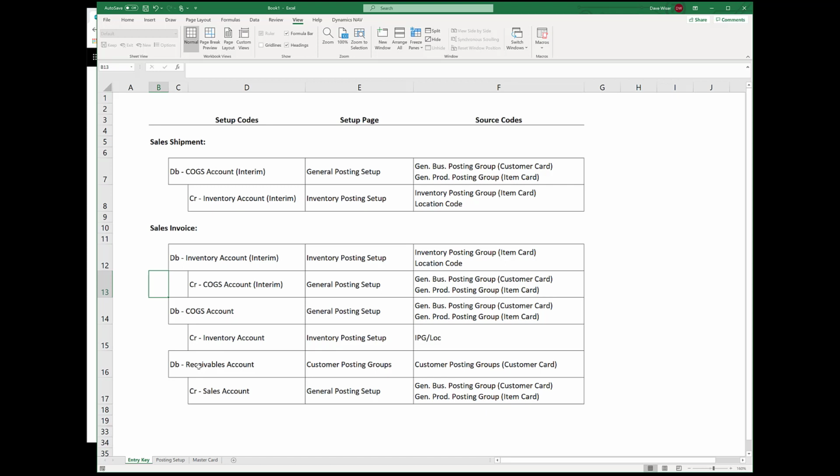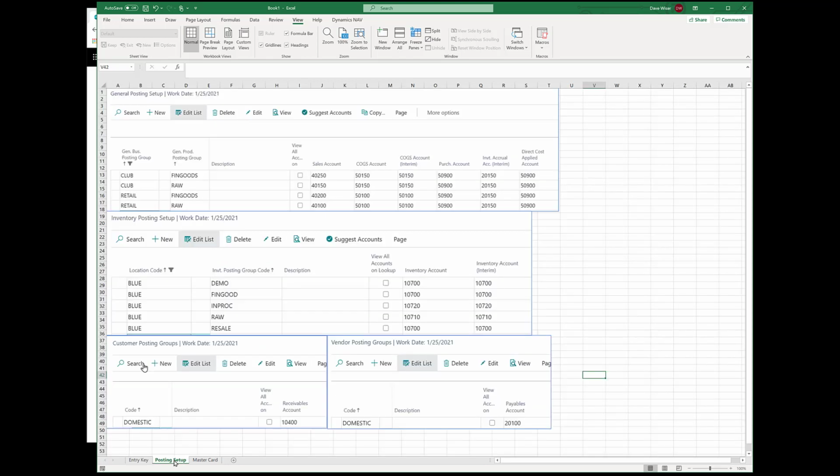Now depending on whether you're using sales line discounts or invoice discounts or sales tax, there could be a number of other entries that are posted here, but these are the basic entries that are going to be posted. If we go back to our posting setup, then on the inventory posting setup, you can see that depending on the location and the inventory posting setup is you determine what inventory account and inventory account interim you want to use for those transactions.